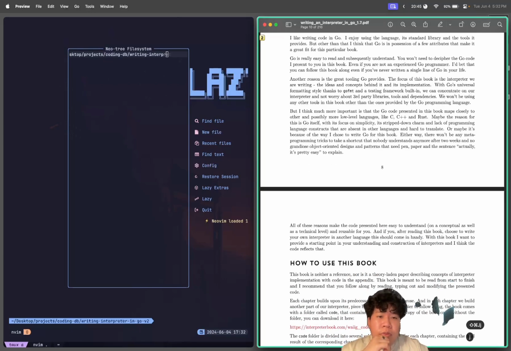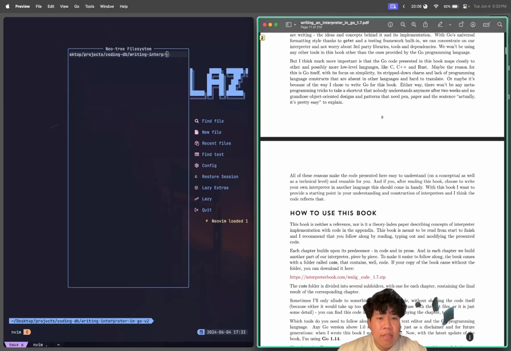I think much more important is that the Go code presented in this book maps closely to other, possibly more low-level languages like C, C++, and Rust. Maybe the reason for this is Go itself, with its focus on simplicity, its stripped down charm and lack of programming language constructs that are absent in other languages and hard to translate. Or maybe it's because of the way I chose to write Go for this book. Either way, there won't be any metaprogramming tricks or shortcuts that nobody understands anymore after 2 weeks, and no grandiose object-oriented design and patterns that need pen, paper, and a sentence. Actually, it's pretty easy to explain.